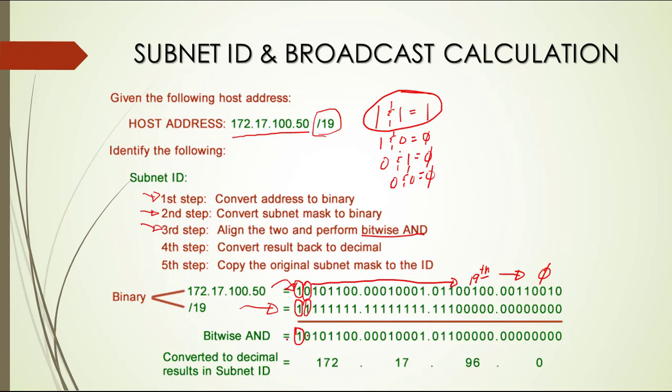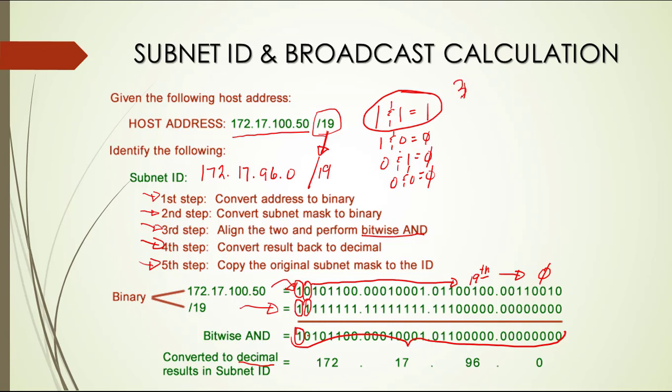Once we have done our bitwise AND operation, we then convert that back to decimal, and that results in our subnet ID. So in this case, our subnet ID is 172.17.96.0. So we just converted that back to decimal. And then the fifth step, or the final step, is to carry our subnet mask from our host down to our subnet ID. The subnet mask will be the same for both of them.